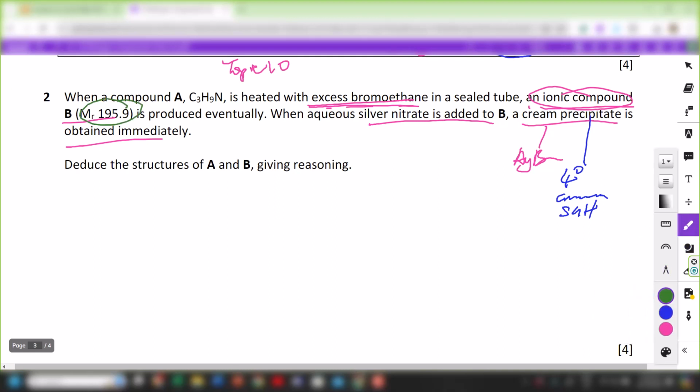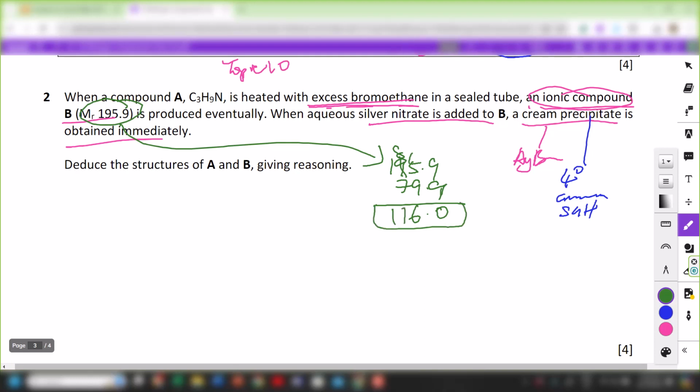So if you look at 195.9, I'm just going to do arithmetic here. 195.9. You know that the Ar of bromine is 79.9, so I just subtract bromine off. And then over here I'm going to end up with probably 116.0. So I have 116.0 to play around with for the molecular formula of the hydrocarbon side chain, or the alkyl groups bonded to the nitrogen.